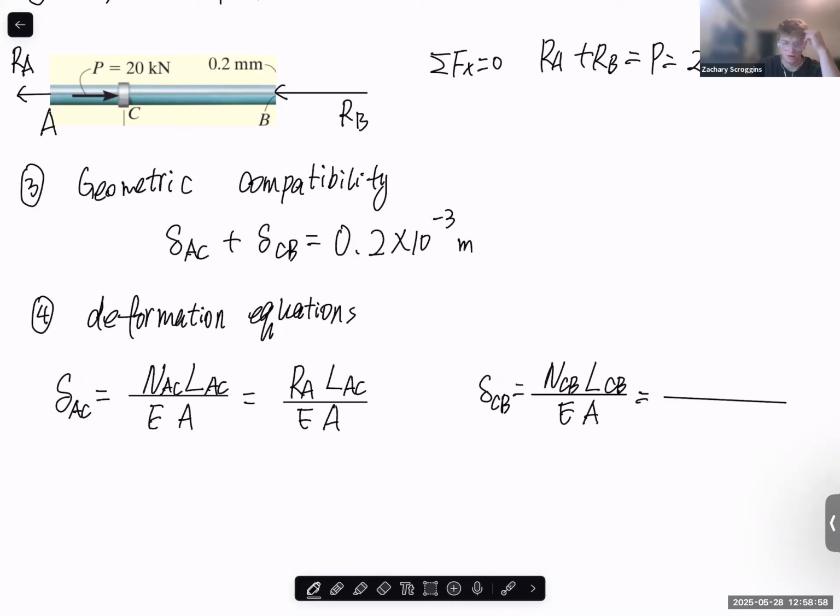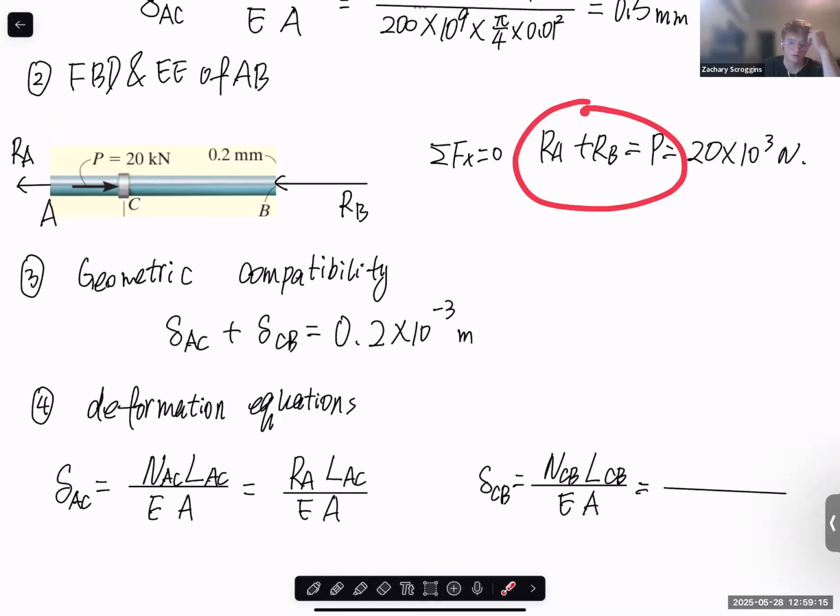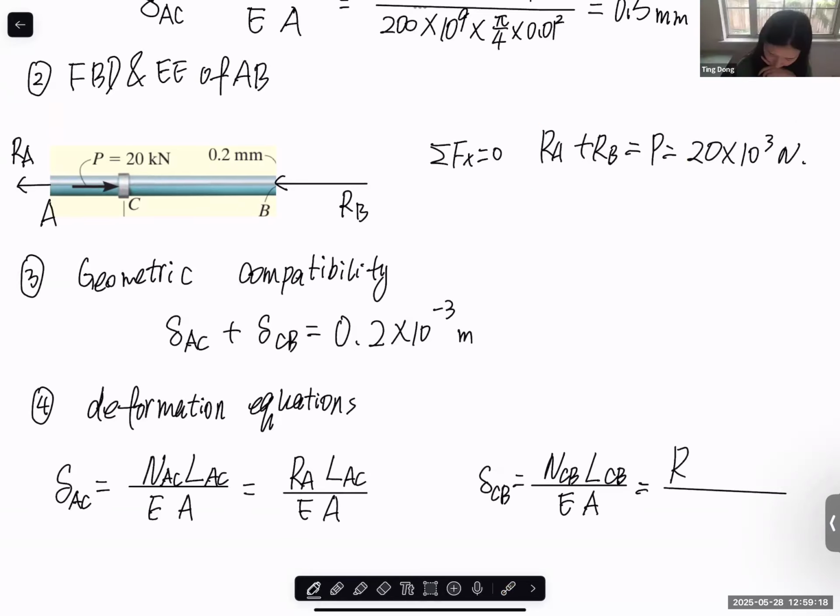Would it be P minus RA? P minus RA. P minus RA equal to RB, right? Do you mean RB? Yes, sorry. So RB L CB over E A. Is this correct or not?